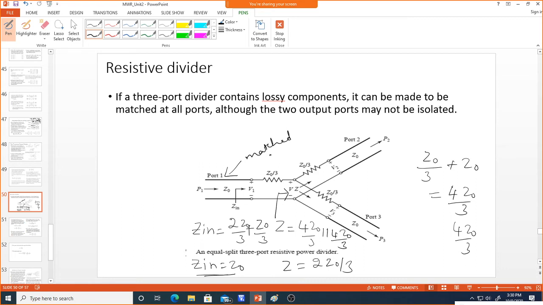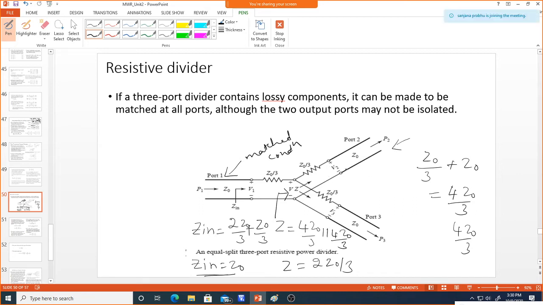Okay, matched condition. And why do we need to match? In order to avoid the reflections, we need to match all the ports. Okay, port 1, port 2 and port 3. So now we have matched port 1, and since the network is symmetric about this junction, the input impedance at the other ports will also be matched. Since the same Z0 by 3 is there in this also, this will give the same matching at port 2 as well as port 3.